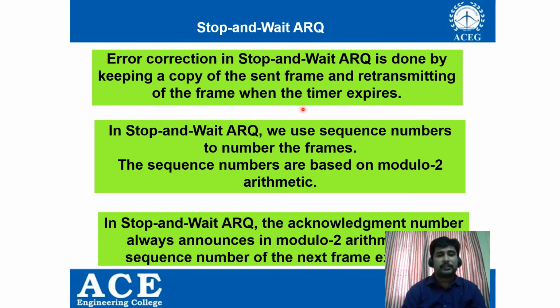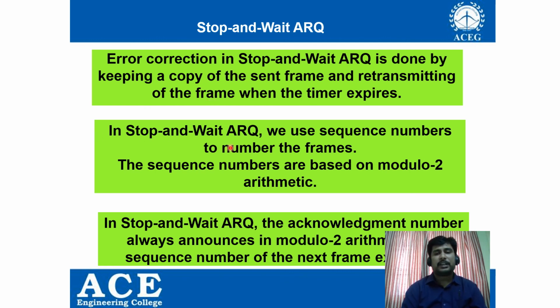What do you mean by this? In stop and wait ARQ, whenever a sender sends a frame to the receiver, then immediately it starts a timer. And before the timer reaches 0, it expects the receiver to send a positive acknowledgement. In case the sender is not able to receive the acknowledgement or it receives a negative acknowledgement, then after the expiry of the timer, the sender will retransmit the same frame.